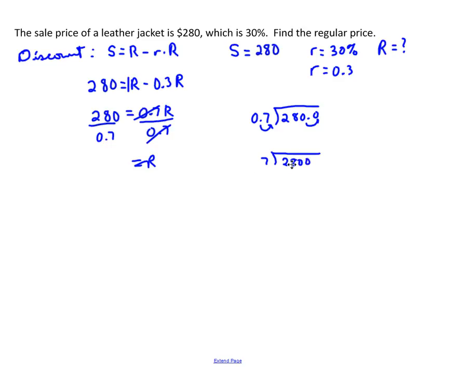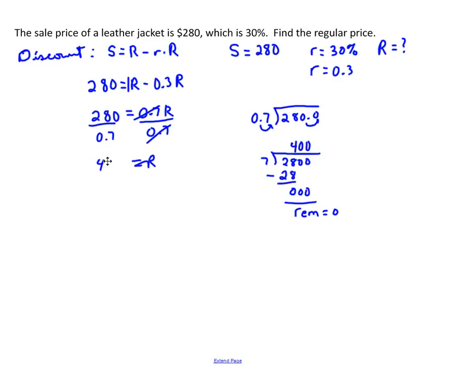Well, 7 goes into 28 how many times? That's right, 4. 4 times 7 is 28. We subtract that away. It's a nice even number that divides, giving us 0. And since all the other entries are 0, we put a 0 and another 0 above that. And since our remainder is 0, it divides nice and evenly, and our regular price is 400.